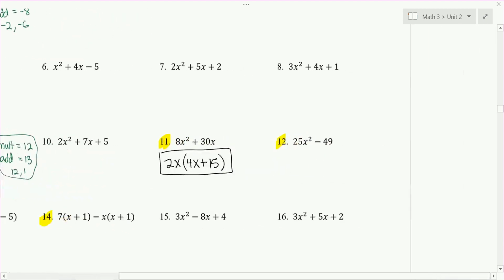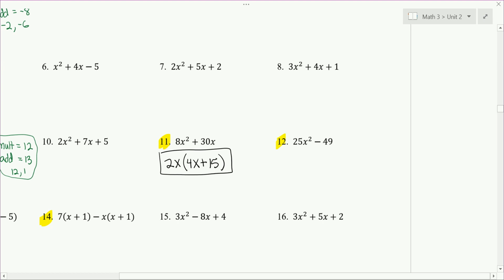Number 12, we also have two terms, but this one's different than 11. We don't have a greatest common factor we can factor out. But notice we have a difference of two perfect squares. 25x squared is 5x times 5x. 49 is 7 times 7.